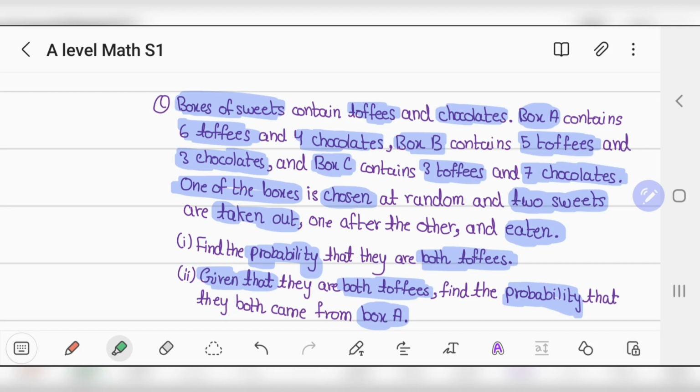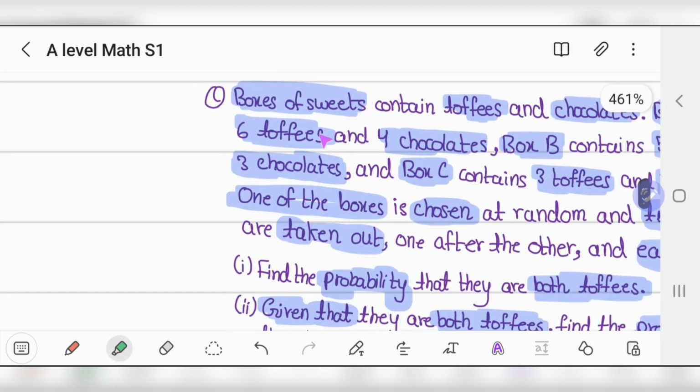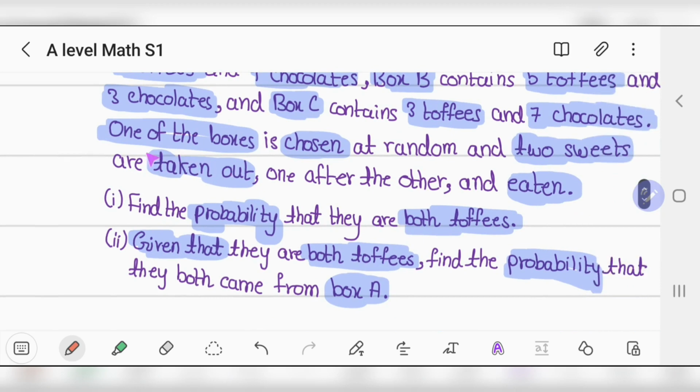If, for example, the box chosen is A, then the probability that they are both toffees is, okay, so the total sweets are 10, right? So if I choose box A, the probability of having a toffee is, the total sweets are 10, and it says 6 toffees, so 6 upon 10. Okay, now it says that 2 sweets are taken out one after the other.